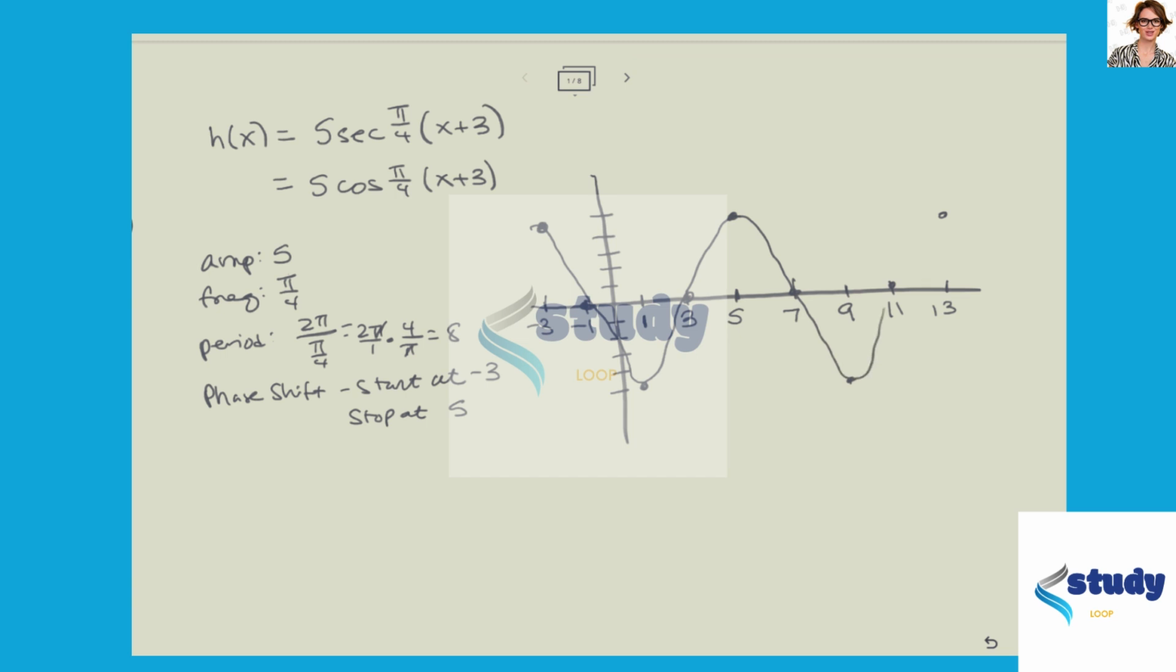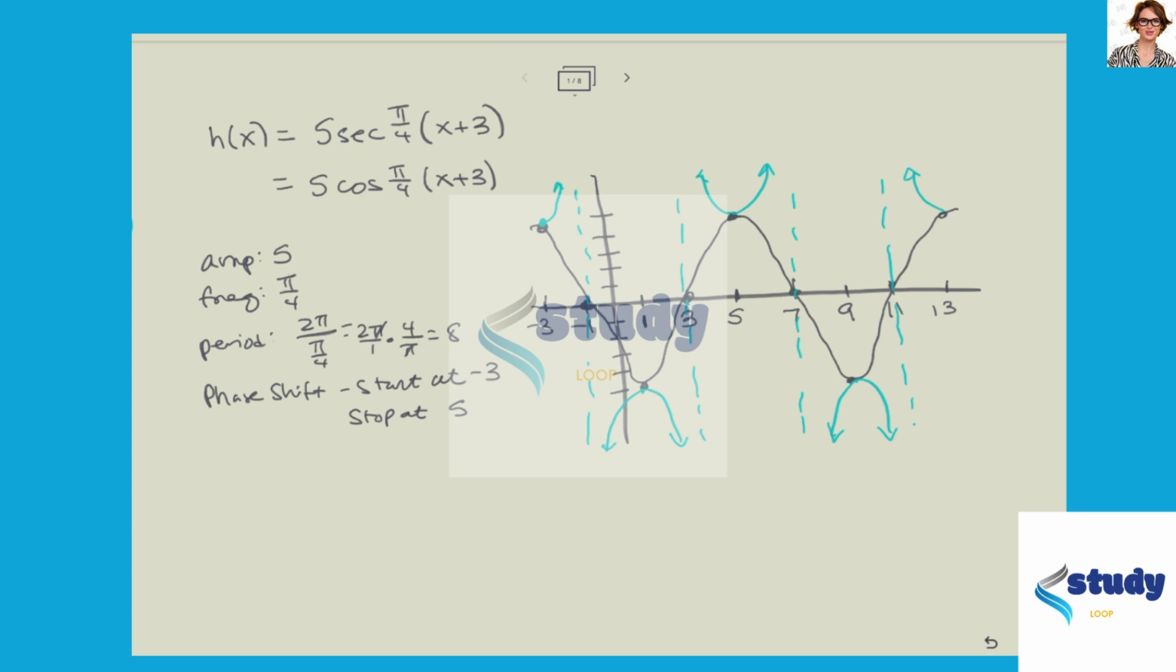Okay. So there's two periods of cosine, but I want secant. So what this means is wherever I have zeros for cosine, I am going to have vertical asymptotes for secant. And I'm going to have these overlapping points. So the blue graph is your secant graph.